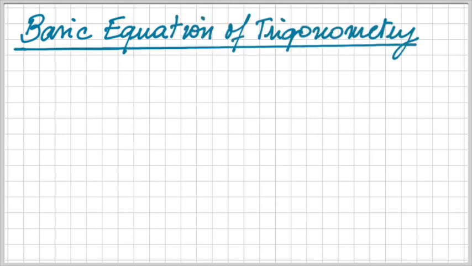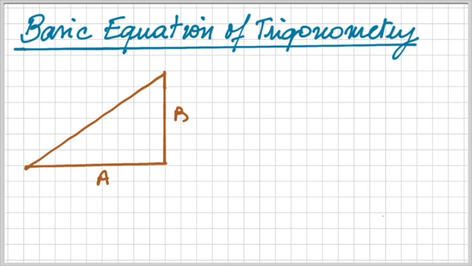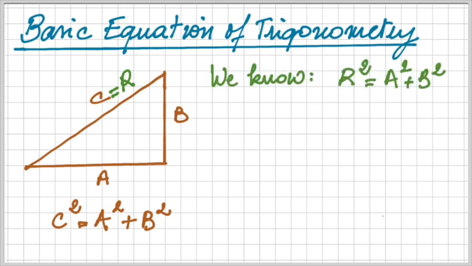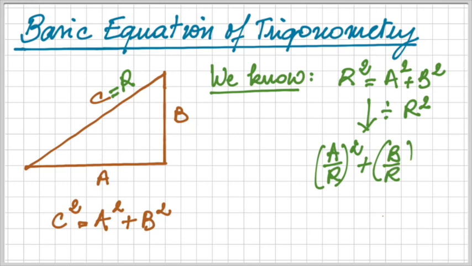Now let's have a look at a basic equation of trigonometry, a very important equation. We have a triangle ABC. We can say that c squared is a squared plus b squared, that's Pythagoras. And c is what we called before the radius of the trigonometric circle. So r squared is a squared plus b squared. When we divide both sides by r squared, we find that (a over r) squared plus (b over r) squared is equal to 1.